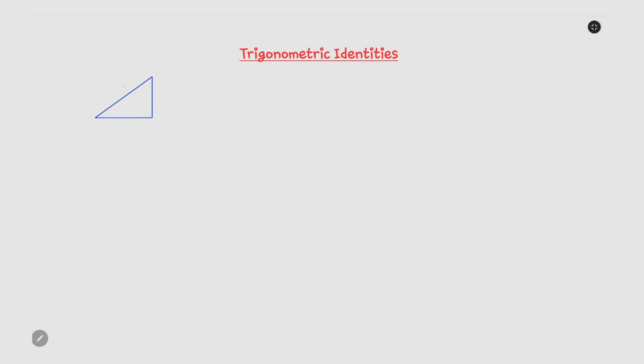and this is C, so triangle ABC. Based on Pythagoras theorem, we know that a squared plus b squared should give us c squared. So that is just the basic Pythagoras theorem.